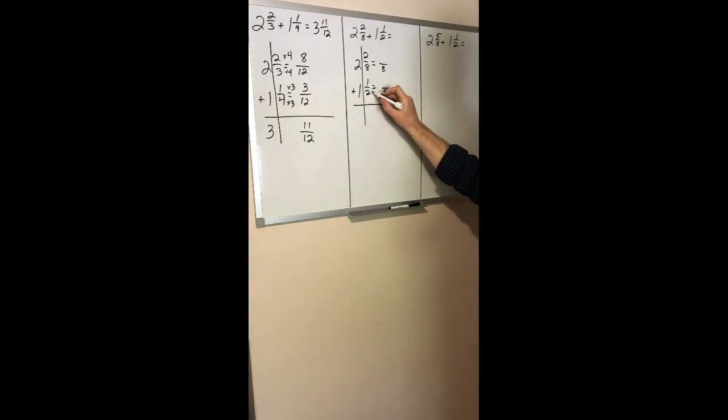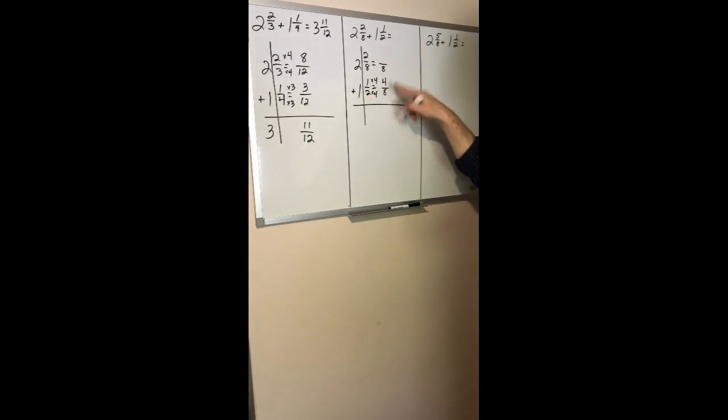So 2 times 4 is 8. If I do it to the bottom, I have to do it to the top. 1 times 4 is 4. So 1/2 is equal to 4/8. 8 times 1 is 8. If I do it to the bottom, I have to do it to the top. So 2 times 1 is 2. So 2/8 is equal to 2/8.